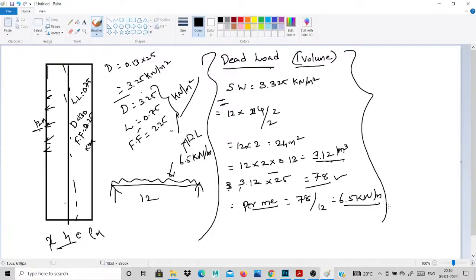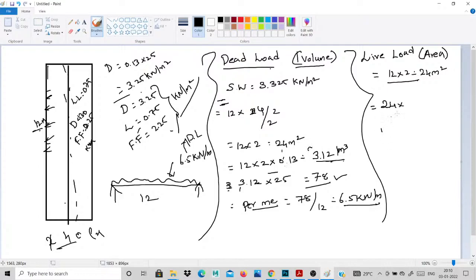The next one, I calculate the live load. Live load is converted into area, same portion 12 into 2, so 24 meter square. 24 into our total live loads, area loads. The floor load is also area. So I simply provided that my total live load is 0.75.